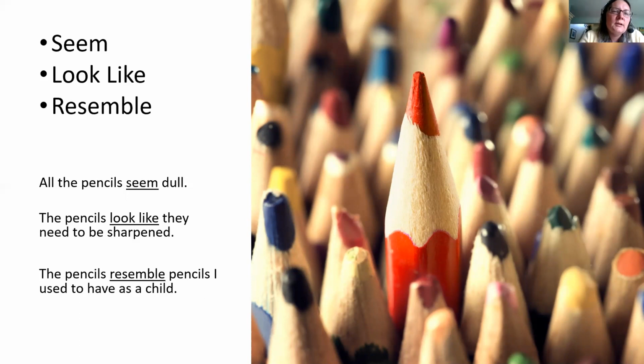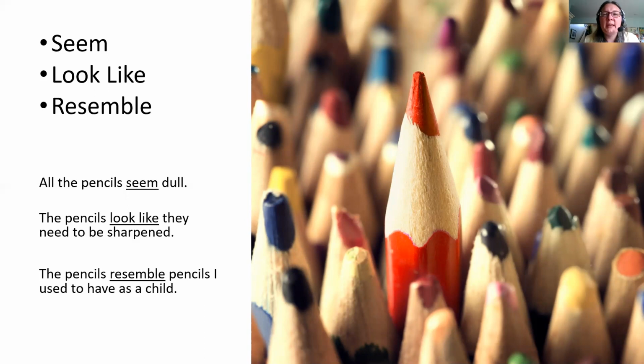All right, to look like is exactly what that indicates. It appears to be identical to. The pencils look like they need to be sharpened. All right, they appear as though they need to be sharpened, and they do. They look like. We use that phrase a lot. You look like you are tired. Okay, the sky looks like it will rain. Okay, the plant looks like it needs water. It appears as though.